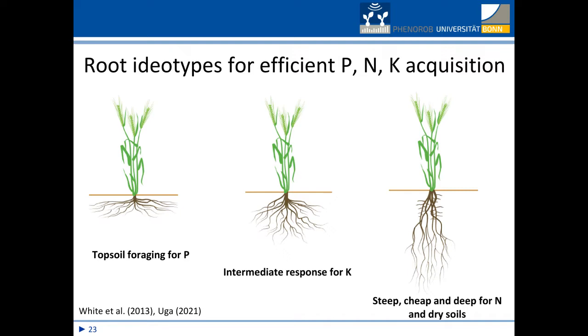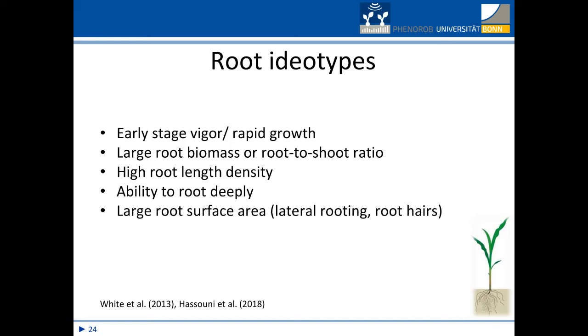But what do they have in common? The characteristics they have in common are the early stage vigor, or the rapid root growth at the beginning of the development, a large root biomass or root-to-shoot ratio, high root length density, also the ability to root deeply, and a large root surface area. However, many of these ideotypes have not been realized through breeding programs, as I have already mentioned.